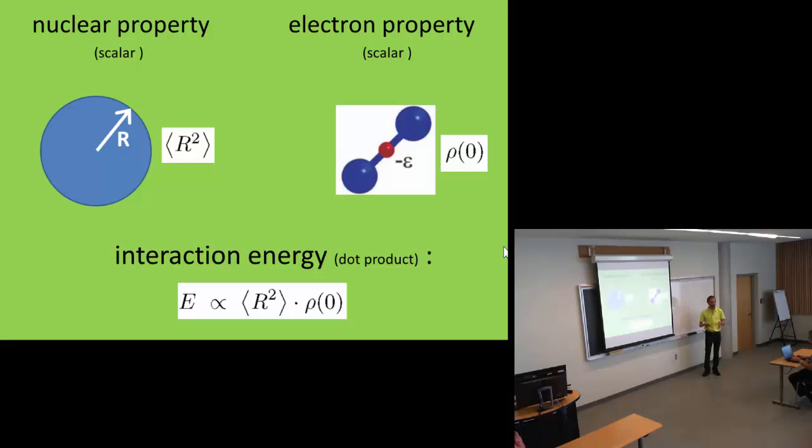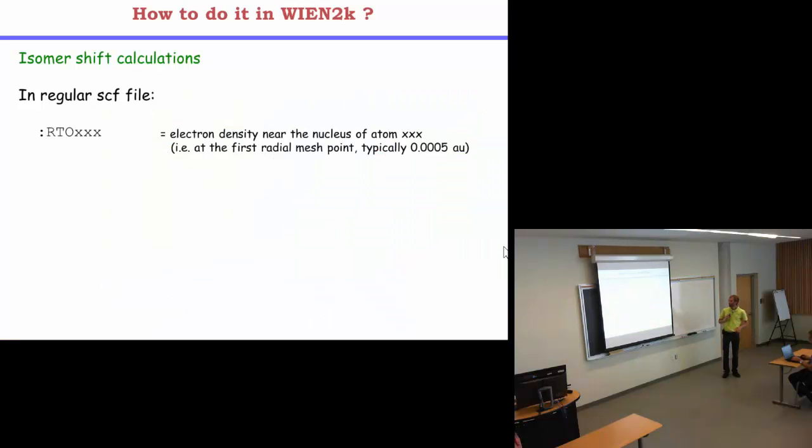There is a technique called the Mössbauer effect that is sensitive not really to this term, but due to a combination of terms. If you compare two solids where this effect is playing a different role, then you will be able to measure that difference. How do you get this electron density in the nucleus from WIEN2k? It comes for free, the RTO keyword for a specific atom.